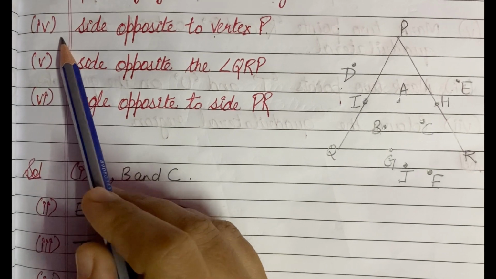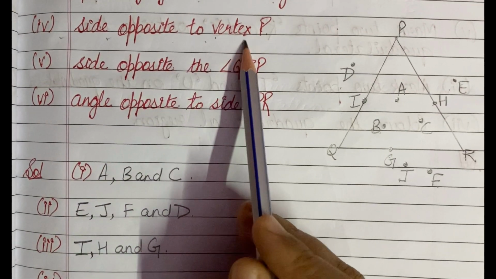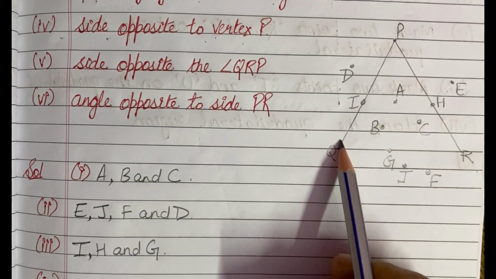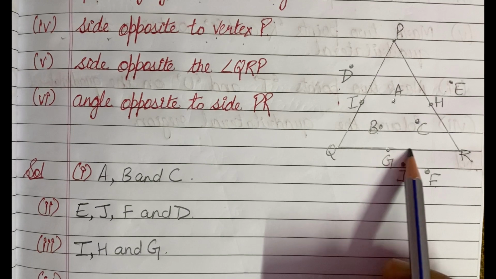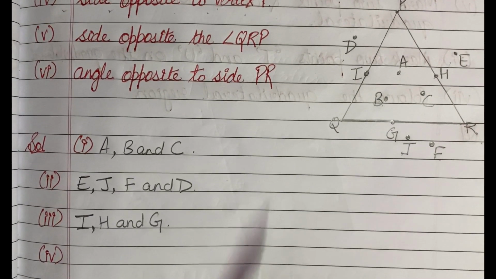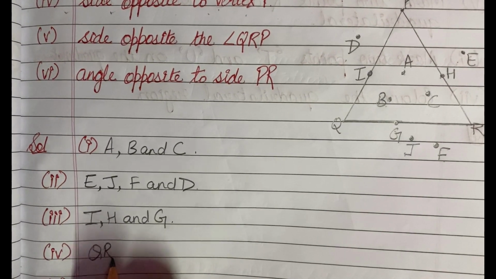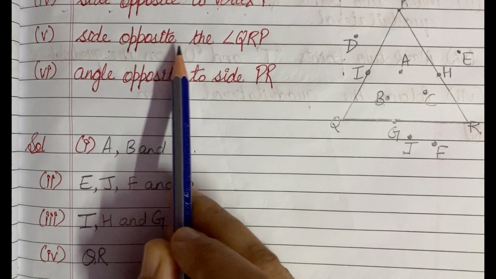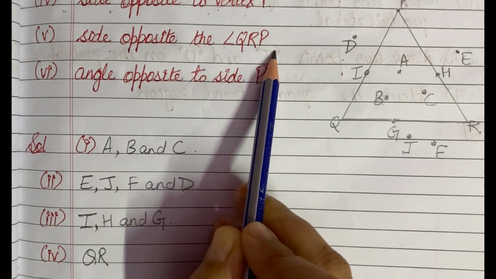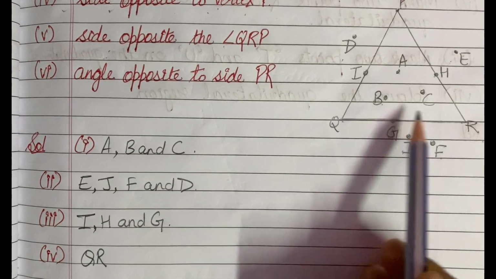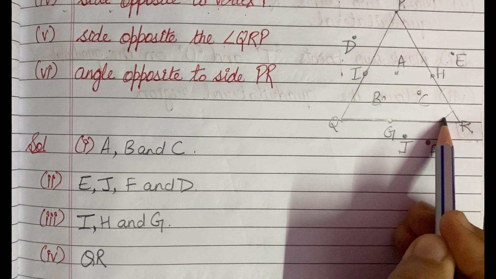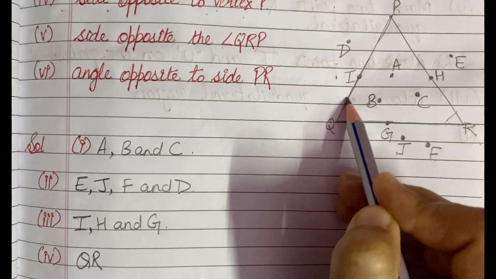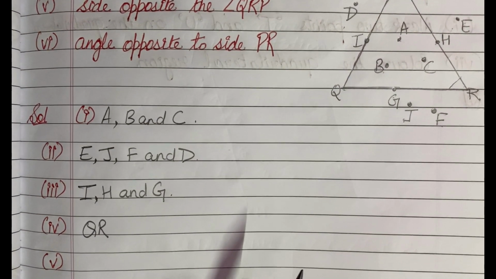Fourth part says side opposite to vertex P. Now see the figure. P is the vertex and the side opposite to P is the line segment QR. So the answer will be QR. Now the fifth part says side opposite the angle QRP. Here see angle QRP. This is the angle, and the side opposite to this angle is the line segment PQ. So in the answer we will write PQ.